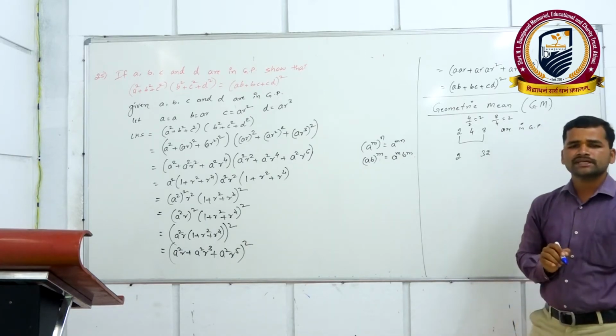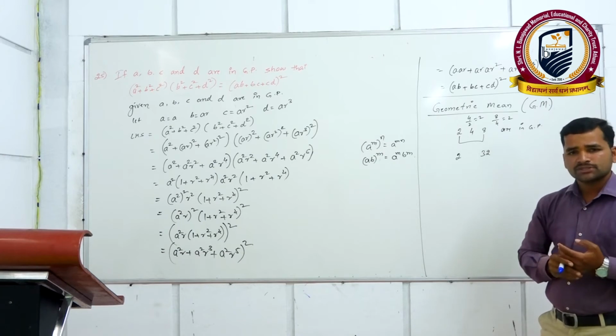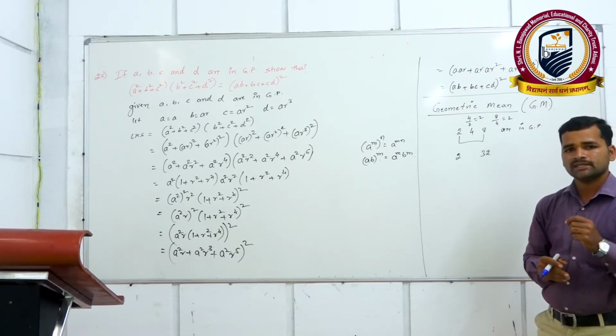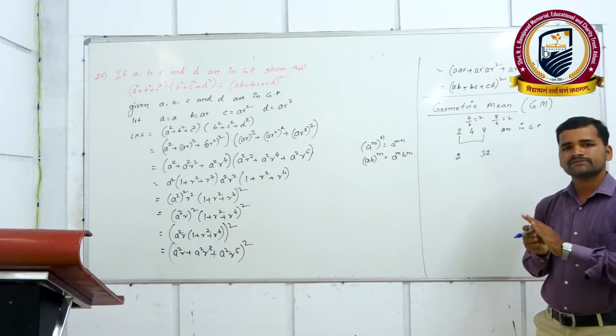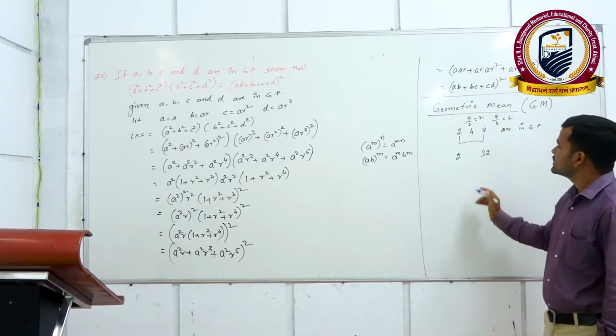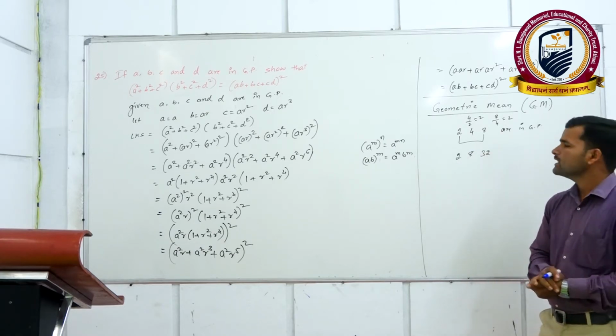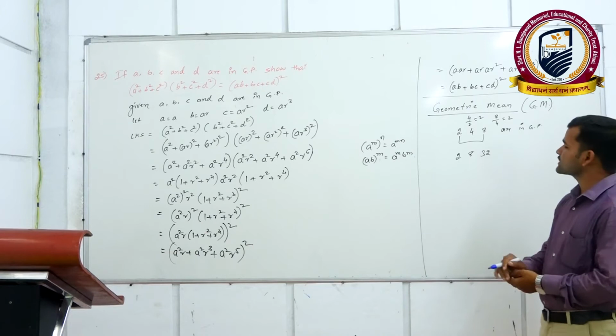Between 2 and 32, there are two positive numbers. I want to insert a number such that the resulting sequence is in geometric progression. That number will be 8. Now let us check whether it is correct or not.